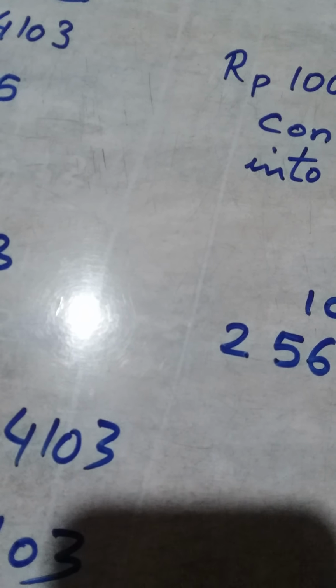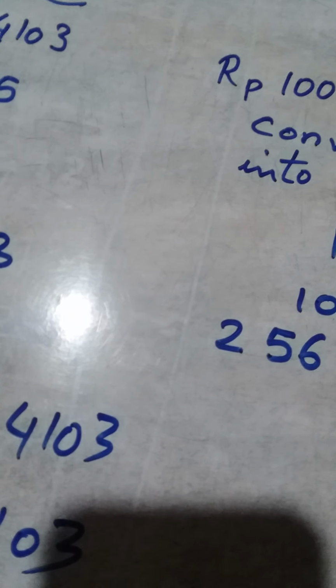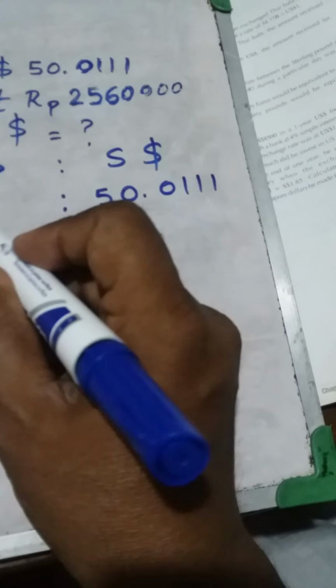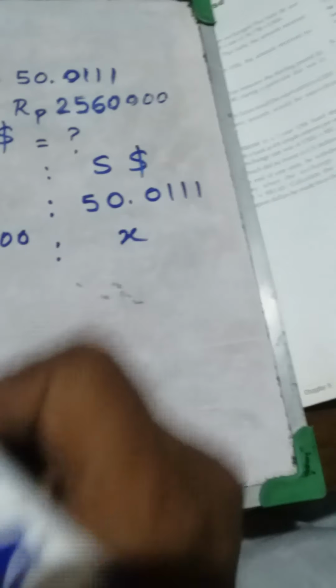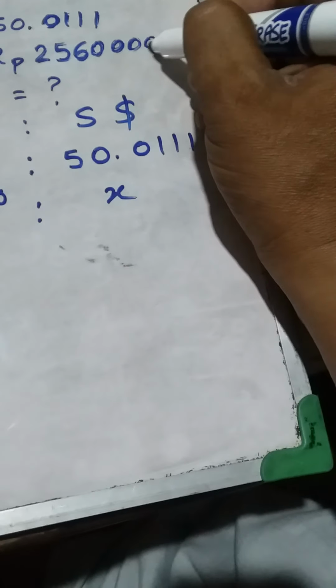It is a very big amount. 2,560,000. It has 4 zeros here. So it is a big amount, but it is big because the currency rate is very low, so it will become very low. You will see when it is converted, you will have a smaller amount.